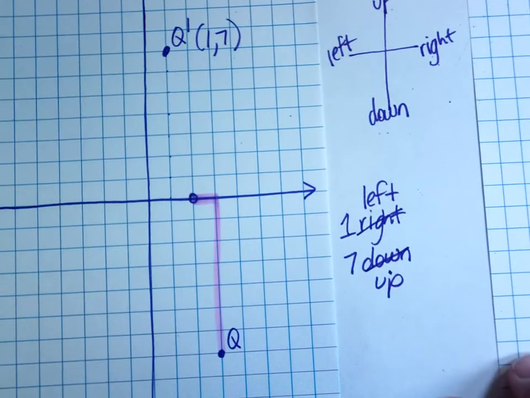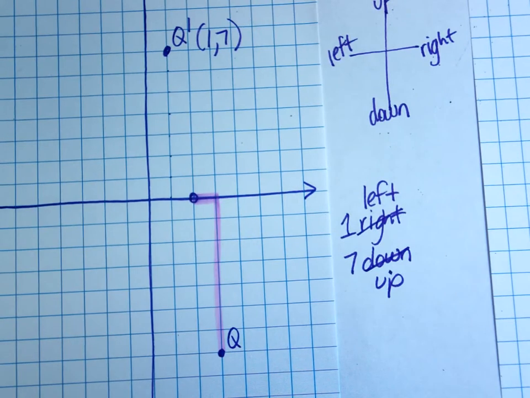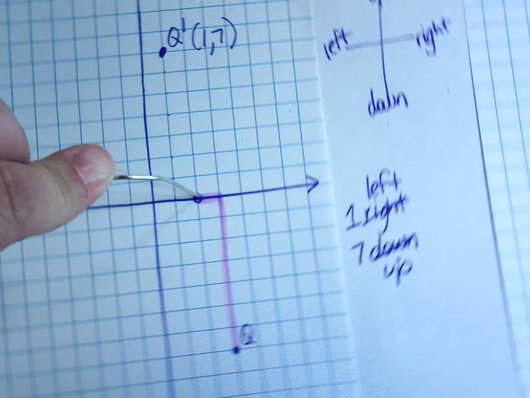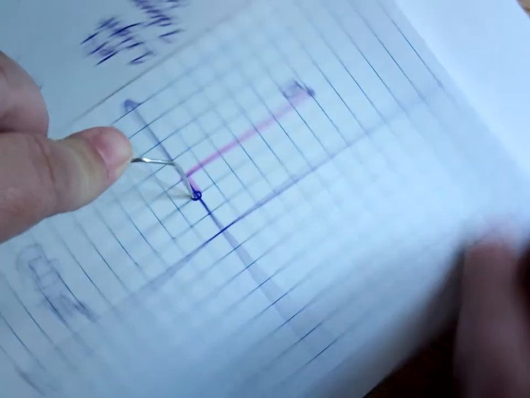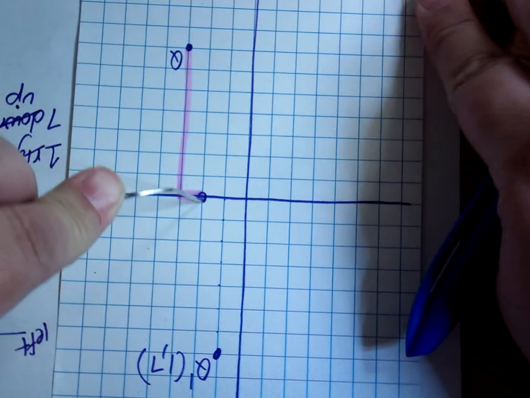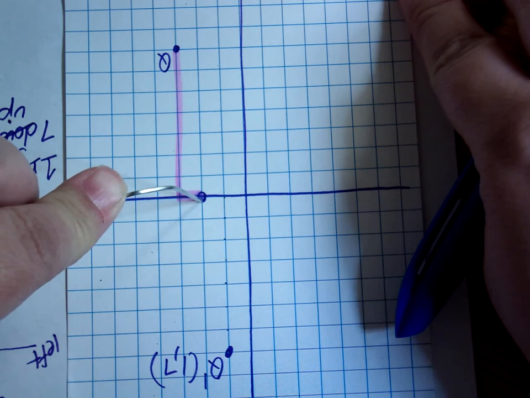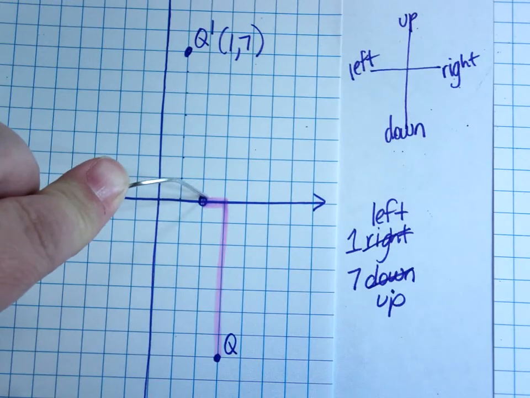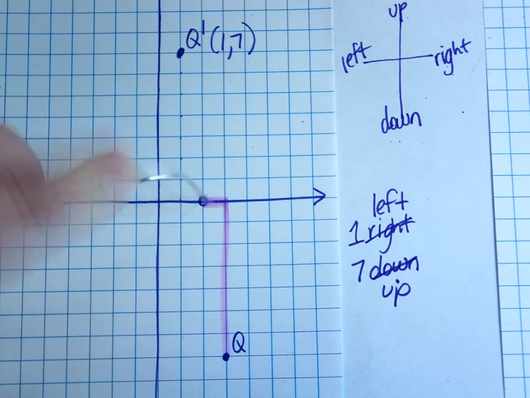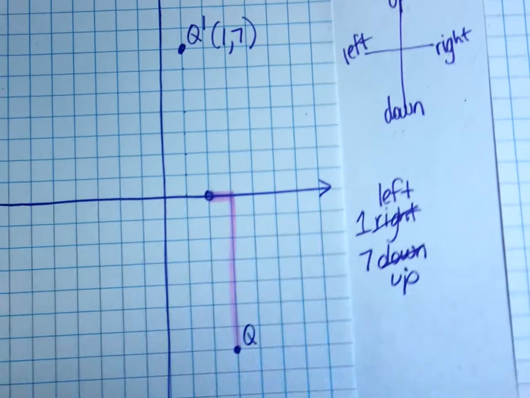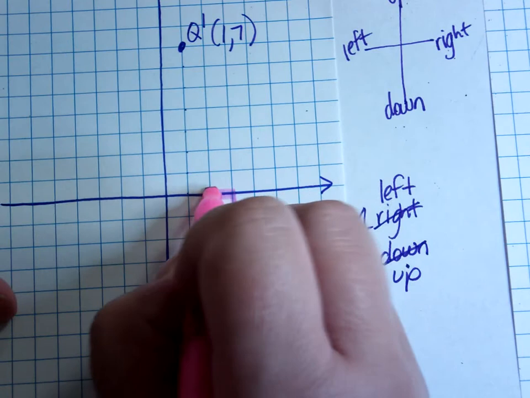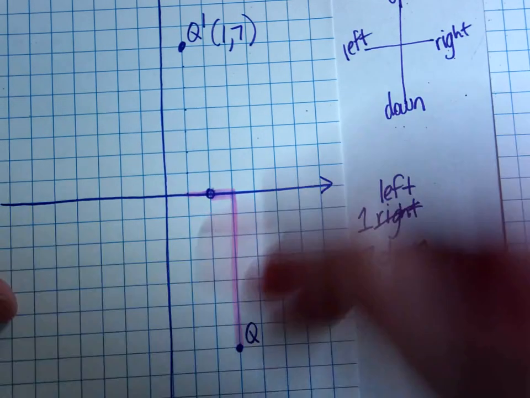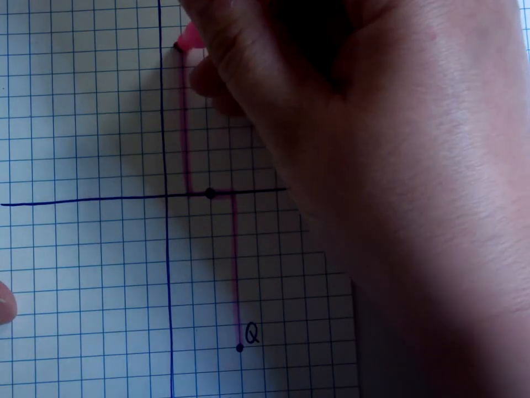Another way to think about this shape moving 180 is to think about spinning your paper around that point. It's going to be to the left and up instead of to the right and down. So I need to go to the left and up just the same distance that I went to the right and down. So instead of going to the right 1, I go to the left 1. Instead of going down 7, I go up 7. So that's what gets me there.